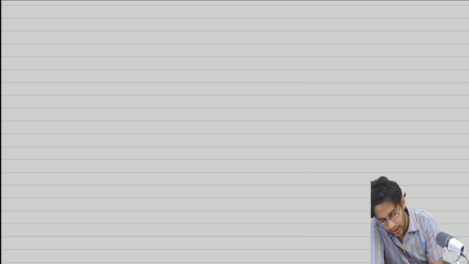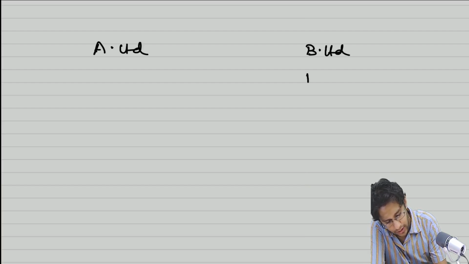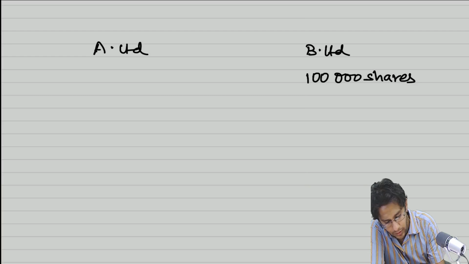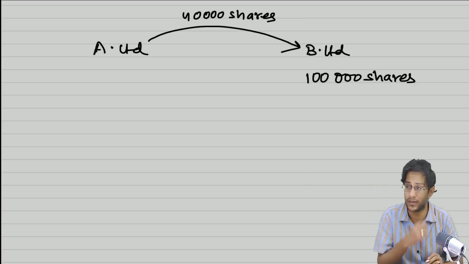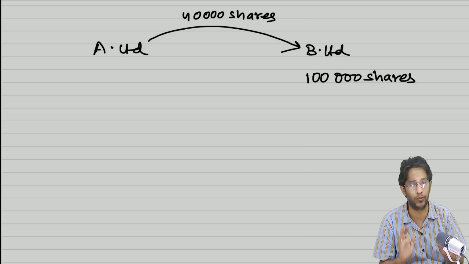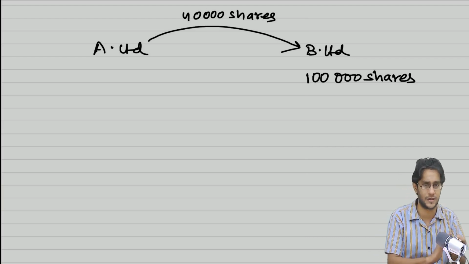Look at this. Sir, you are A Limited. There is one entity B Limited. In this B Limited, 1 lakh shares are there. You are holding 40,000 shares. So you are a 40% shareholder only. You don't exercise control on B Limited. So you are not parent. B is not subsidiary. Already said.